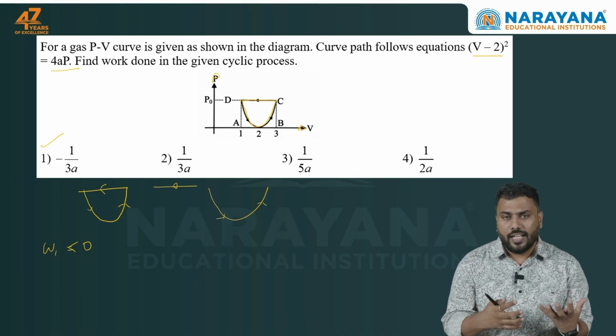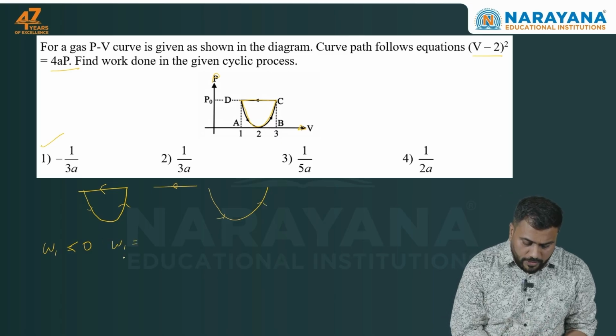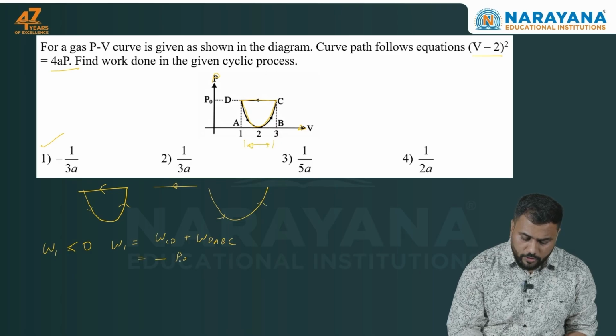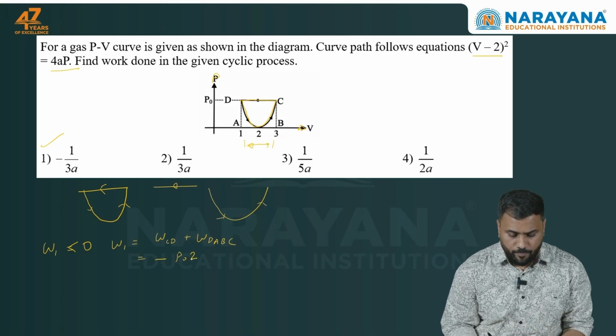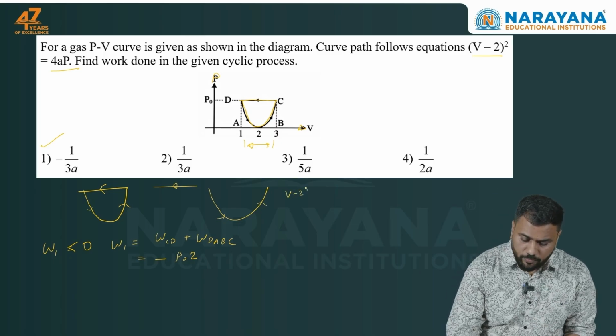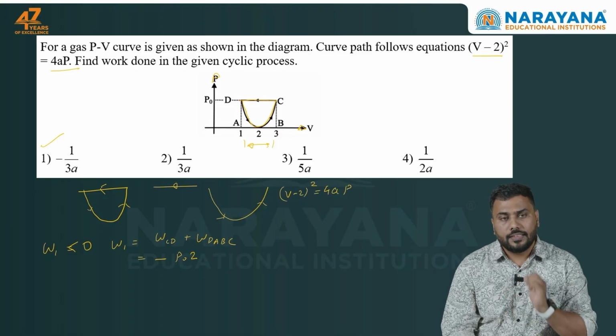But in order to get the exact answer, let us solve this question further. So the total work done in the process should be, let's say, the C to D work is negative, and the work done from D to A to B to C is positive. This C to D work will be negative. The pressure is P naught there, and if you see the change in volume here is 2 units, so 2 times P naught. What will be the value of P naught is not known to us, so we can use the equation which is given to us, (V minus 2) whole squared is equal to 4AP. The pressure when the volume is 1 or 3 is given by P naught.